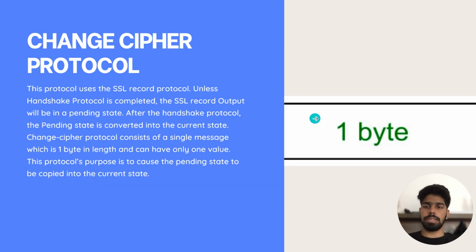Then comes the change cipher protocol, like we have seen. This protocol uses the SSL record protocol until the handshake protocol is completed, so the SSL record output will be in a pending state. After the handshake protocol completes, the pending state is converted into the current state. It's just showing what state the connection is in, whether the handshake protocol is done or not. The change cipher protocol consists of a single message which is 1 byte in length and can have only one value. The protocol's purpose is to cause the pending state to be copied into the current state.